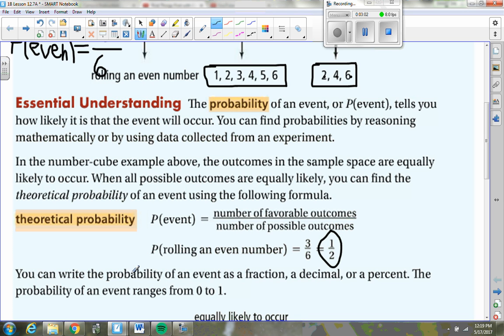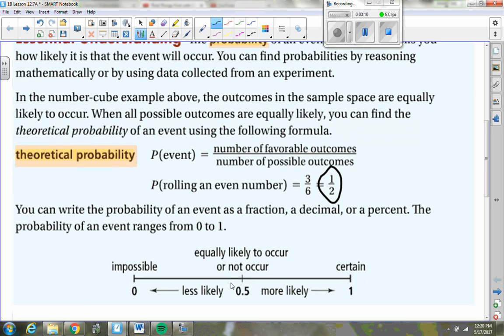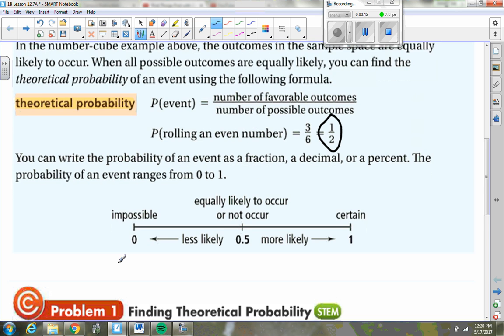You can write the probability of an event as a fraction, a decimal, or a percent, but it must always be between 0 and 1. Never allowed to be bigger than 1, never allowed to be smaller than 0.